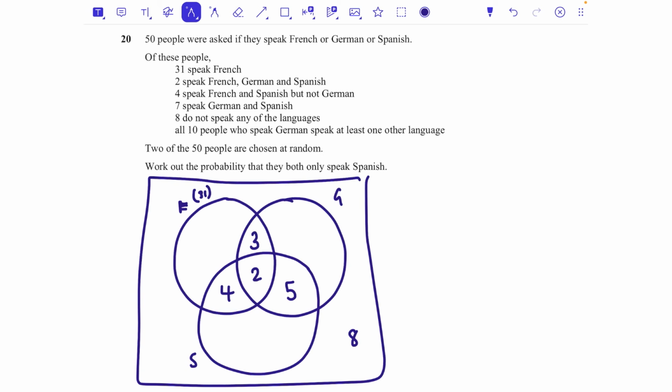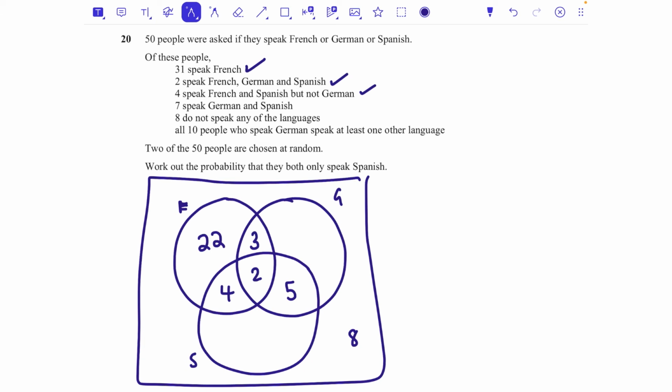I now have all of the French sections filled in except for the outside, so I can go back to my 31. 3 add 4 add 2, that's 9. So I'm going to do 31, take away 9, and that is 22. So I therefore now know that that has to be 22 on the outside because it had to make 31 altogether.